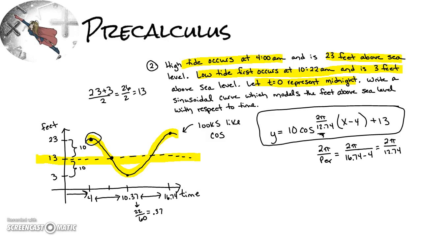So just remember, the key is to draw a picture, get the maximum and minimums on there, and that will lead you to be able to find the period, the amplitude, and then the shifting if there's a horizontal shift and if there is a vertical shift. And that's it.